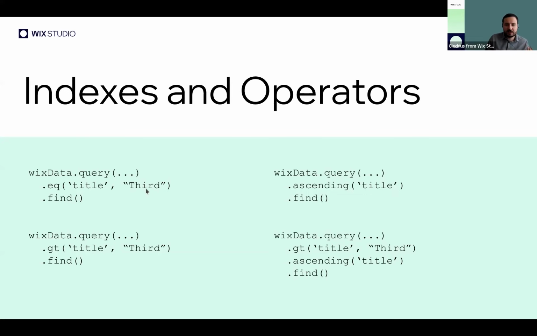And given that those items are in order, operations like greater than become really fast, because if I find the third, I know all the items after it are the ones matching the query. So I'm just traversing the index in order and getting all the items that are greater than this value alphabetically. And the same goes for sorting.